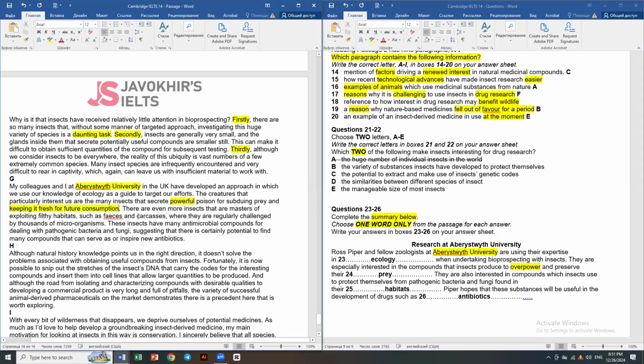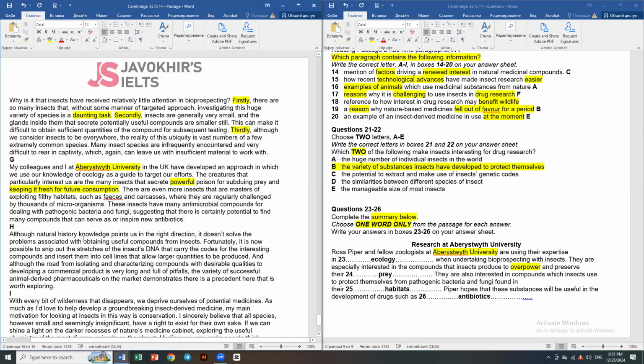There are even more insects that are masters of exploiting filthy habitats, where they're regularly challenged by thousands of microorganisms. These insects have many antibiotic compounds for dealing with pathogenic bacteria. Dealing with means to protect themselves. The potential to extract and make use of insects' genetic codes suggests that there is certainly potential to find many compounds that can serve or inspire new antibiotics.